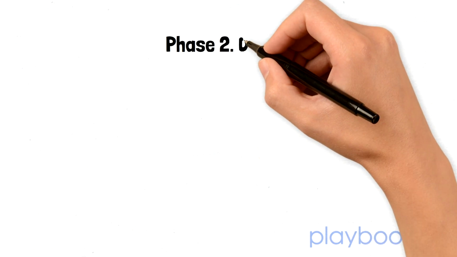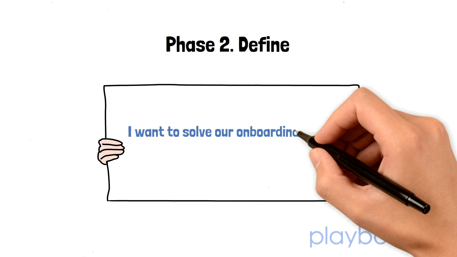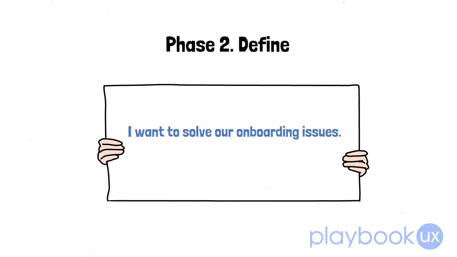Phase 2. Define. Once you've completed your user interviews from Phase 1, analyze them to define the core problem that your team wants to solve. These definitions are called problem statements. You also may want to create personas to keep your research human-centered.